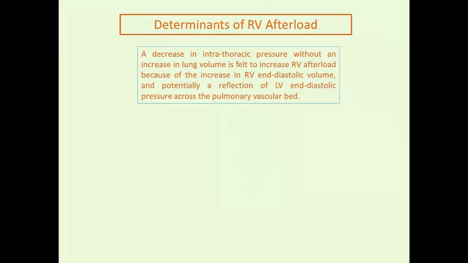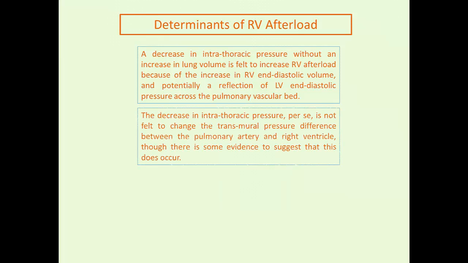So what have I said here? A decrease in intrathoracic pressure without an increase in lung volume is felt to increase the RV afterload because of the increase in RV end-diastolic volume, and as I mentioned, potentially a reflection of LV end-diastolic pressure across the pulmonary vascular bed. And that's, again, by ventricular interdependence. That is, you increase the volume of the RV, you then impair the compliance of the LV, and that raises the LV end-diastolic, the LV filling pressure.